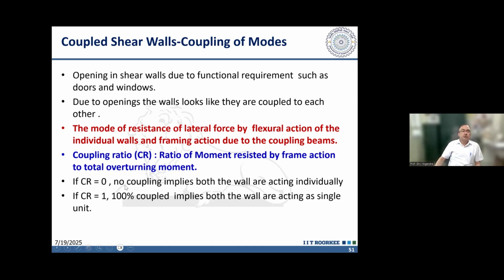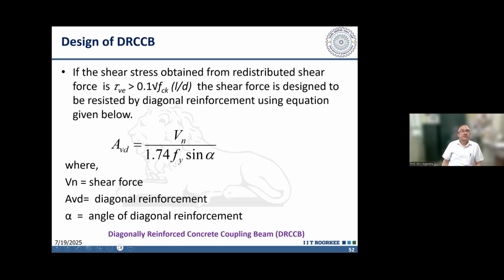So if CR is equal to 0, there are no coupling beams, and if CR is equal to 1, then 100% transfer. That means it is acting as the two shear walls jointed together. In that case, the moment of inertia will increase 4 times.